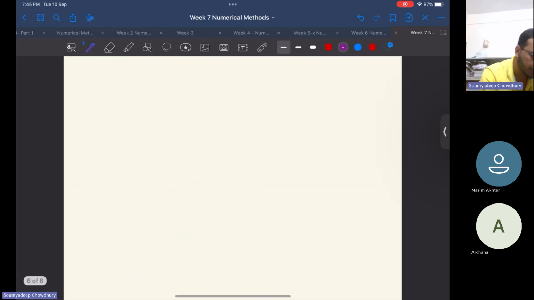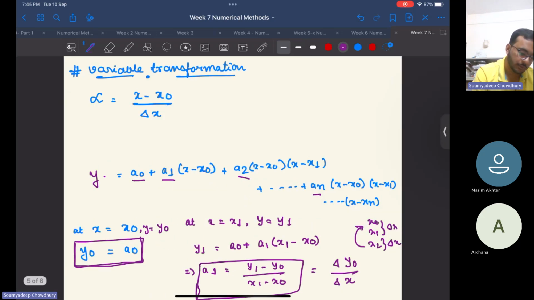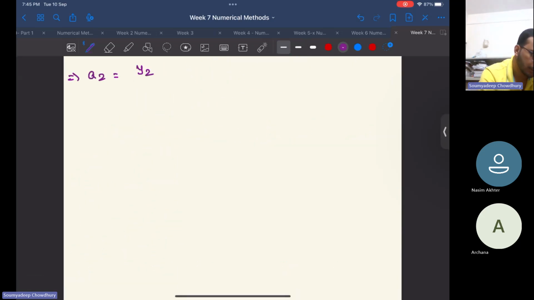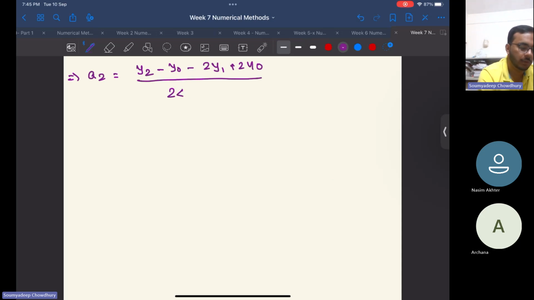So if I replace a2, it is y2 minus, what is there? y naught minus this one. y naught minus 2y1 plus 2y naught by 2 delta x squared. So it is y2 minus 2y1 plus y naught.